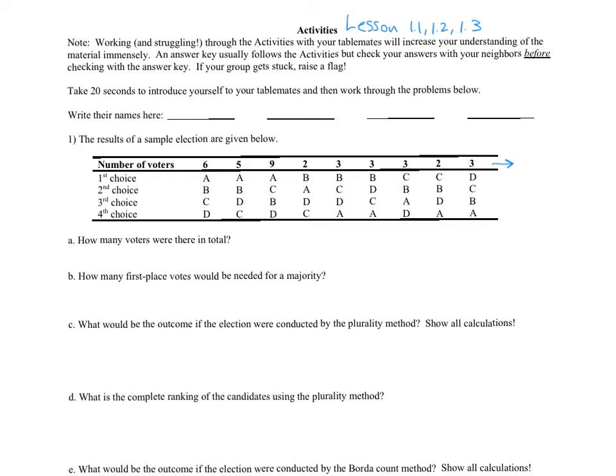So 6 plus 5 plus 9, plus 2 plus 3 plus 3 plus 3 plus 2 plus 3. That's 36 total voters. How many first place votes would be needed for a majority? So a majority means more than half. So half of 36 is 18, but because you need more than half for a majority, we'll say 19.